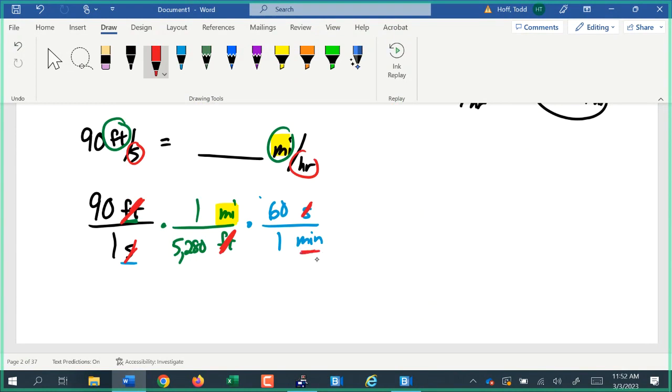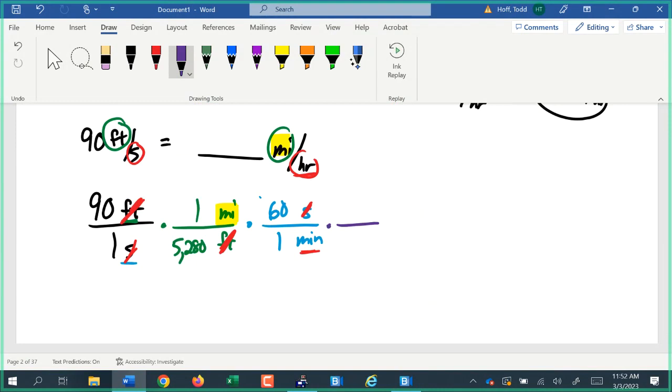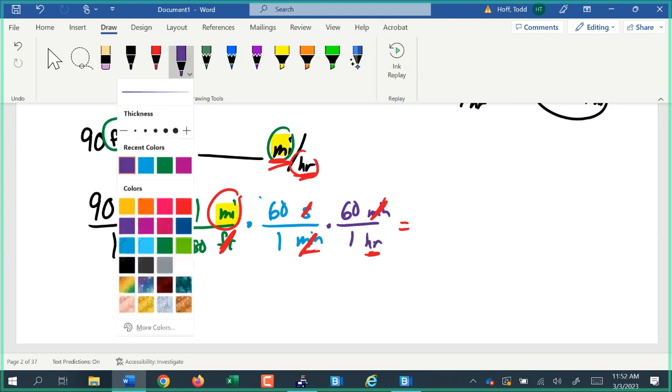Right now we have minutes in the bottom of our unit. We want hours, so we need to go one more step. So we'll put minutes on top here so they cancel out, going into hours. 1 hour is 60 minutes. Now the minutes cancel out. And now the only units we have on top are miles, which is what we want, and on bottom is hours, which is also what we want. So we'll multiply this out and divide it if we need to.